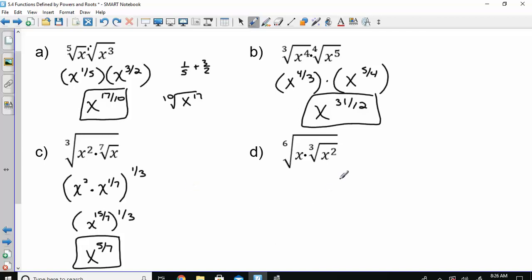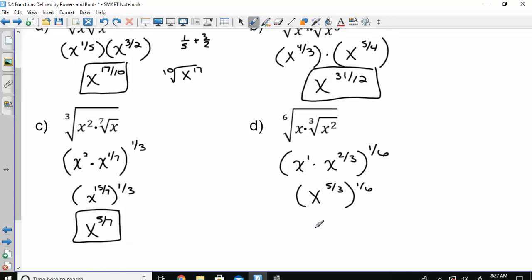Second one. All of this is under a sixth root, so that would be a 1/6 power. Inside I have x times the cube root of x squared, that would be x to the 2/3. Since these are multiplied, we add their exponents. If there's no exponent written, it is assumed to be a 1. So 1 plus 2/3 is 5/3 times 1/6. So we have x to the 5/18.